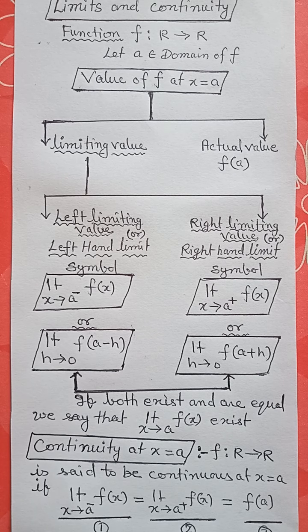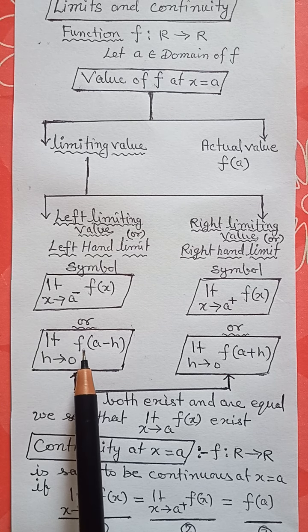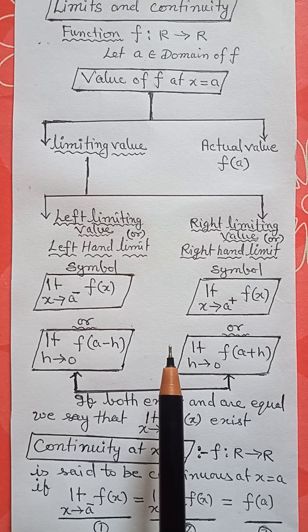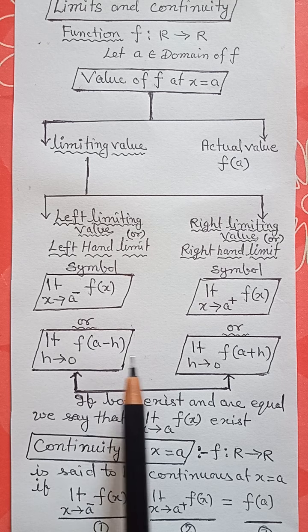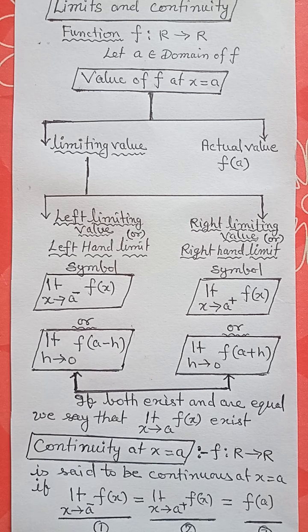Now, sometimes either one occurs, but not both. If both exist and are equal, only then we say that the limit as x tends to a of f(x) exists. Otherwise, we can't say that the limit exists.